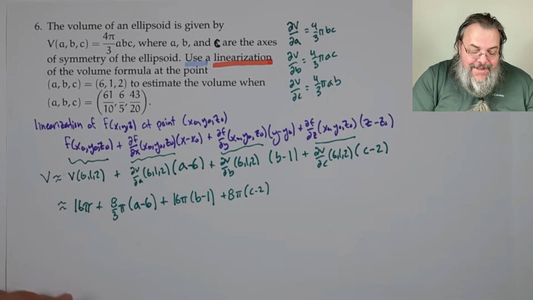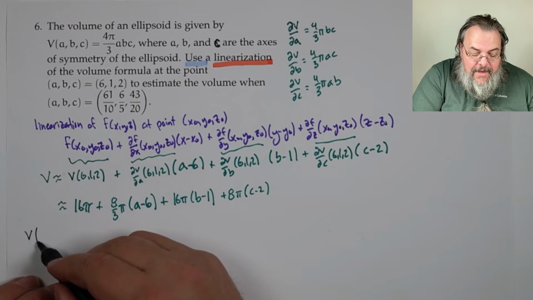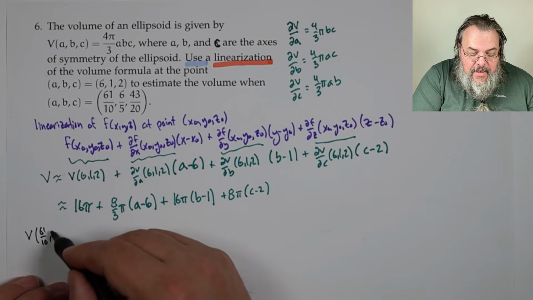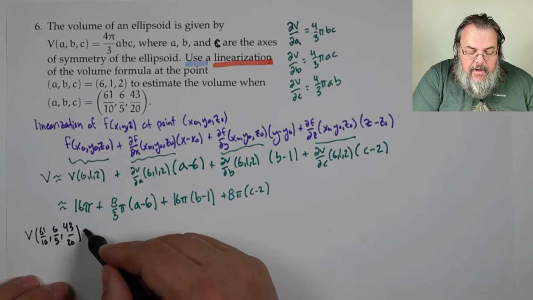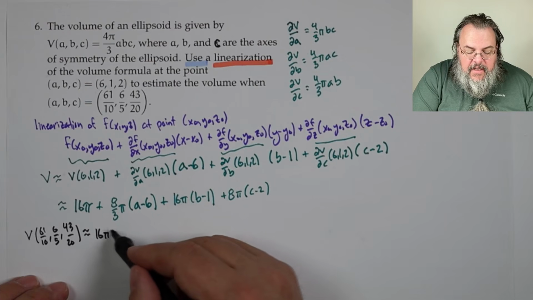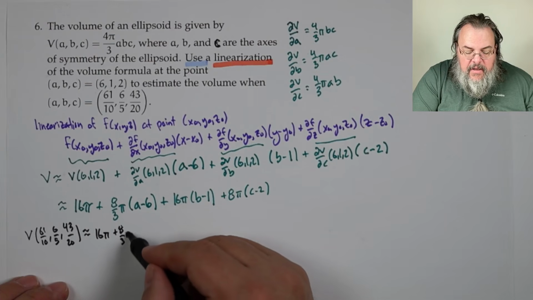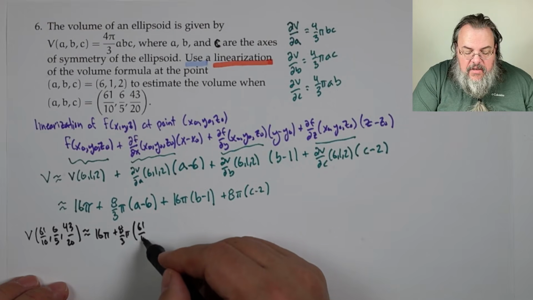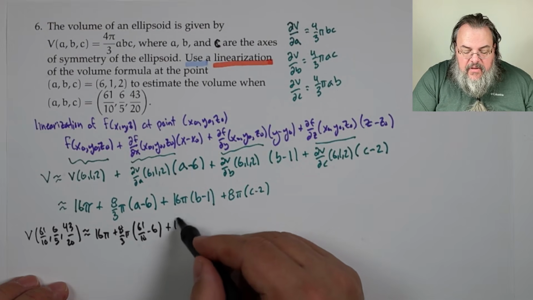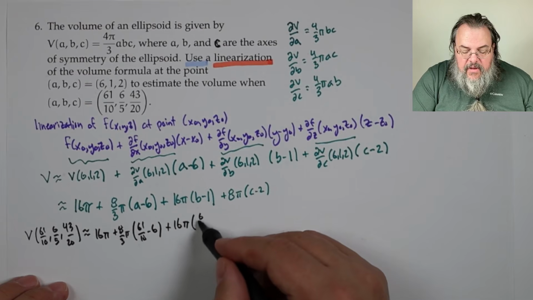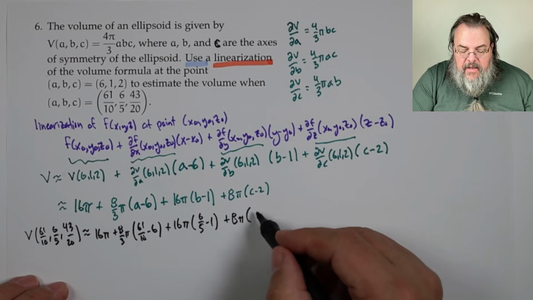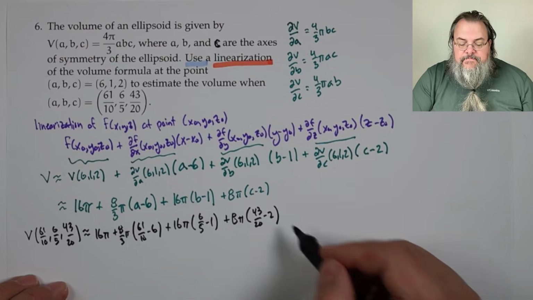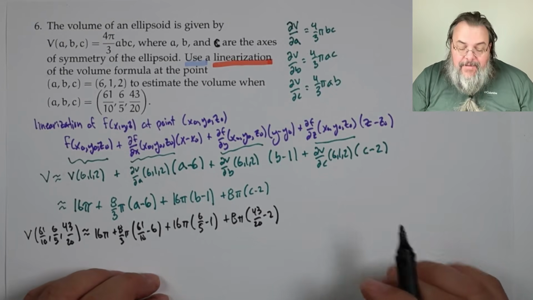We plug in. So our volume at 61 over 10, comma 6 over 5, comma 43 over 20 is approximately 16 pi plus 8/3 pi times 61 over 10 minus 6 plus 16 pi times 6 over 5 minus 1 plus 8 pi times 43 over 20 minus 2. And we can clean this up.